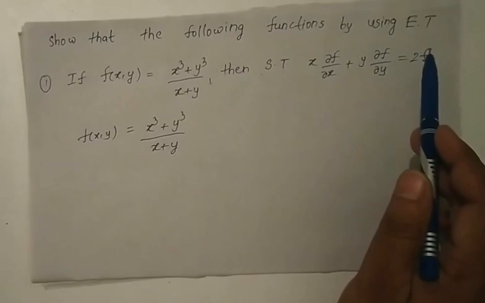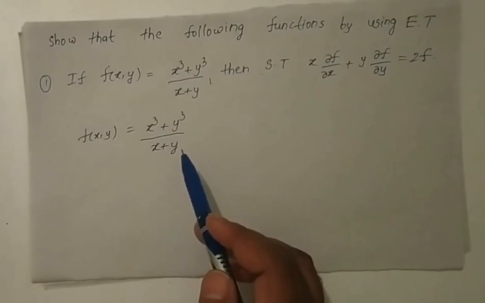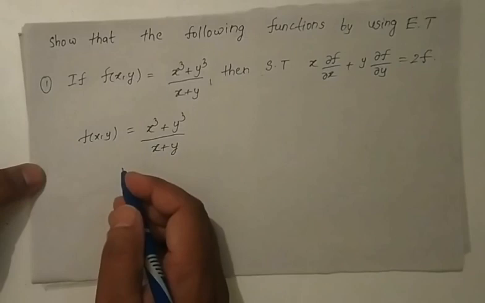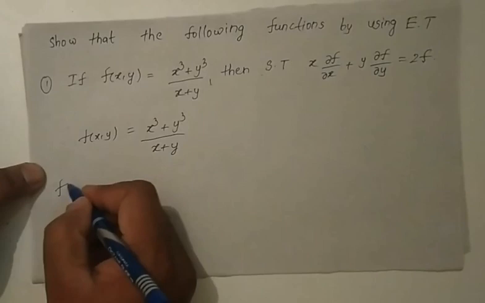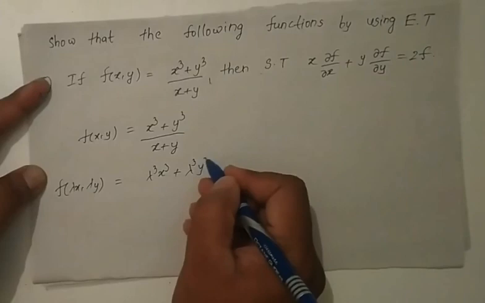So first we have to check whether this function is a homogeneous function or not. If the given function is homogeneous, then find the degree of this function. Okay, now let us check. Already we know how to check whether a function is homogeneous or not. For checking this, I will check f(λx, λy). Tell me, f(λx, λy) is (λ³x³ plus λ³y³)/(λx plus λy).